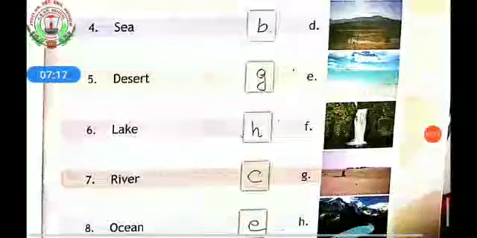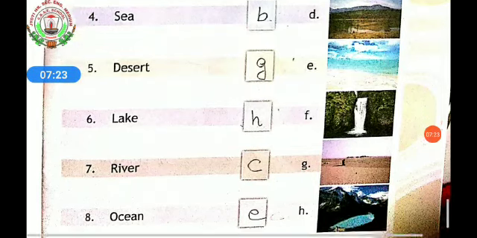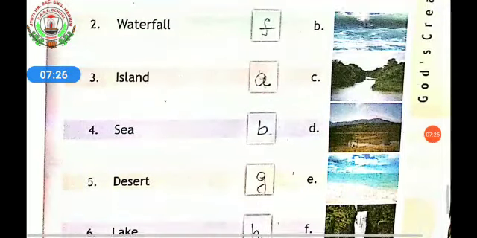Next the picture E, it is ocean. It is a large area of water, so we will write it before ocean. Now F, it is a waterfall. You can see that the water is falling from a great height, and I have told you the water which is falling from a great height is waterfall, so we will write it before waterfall.